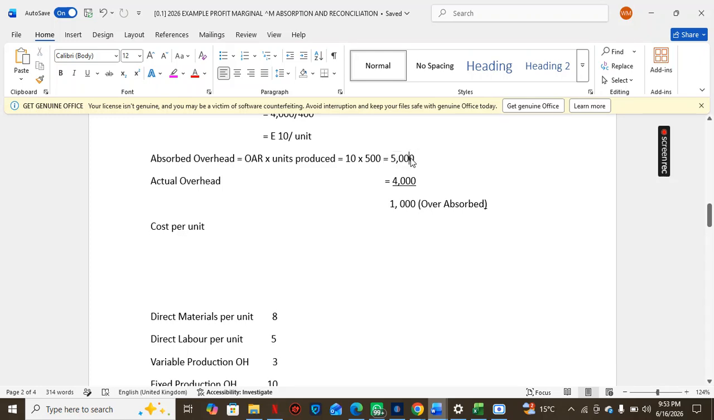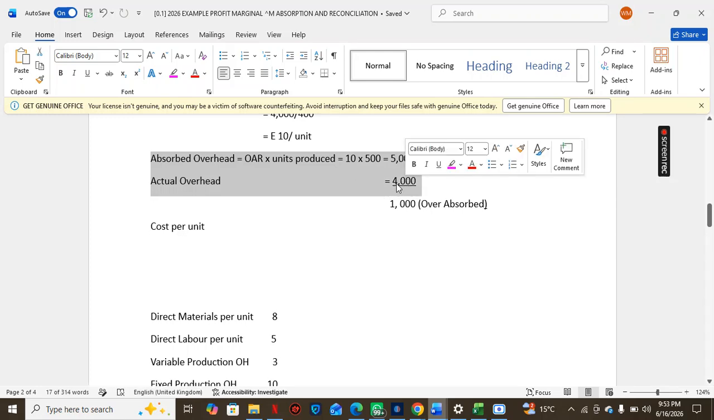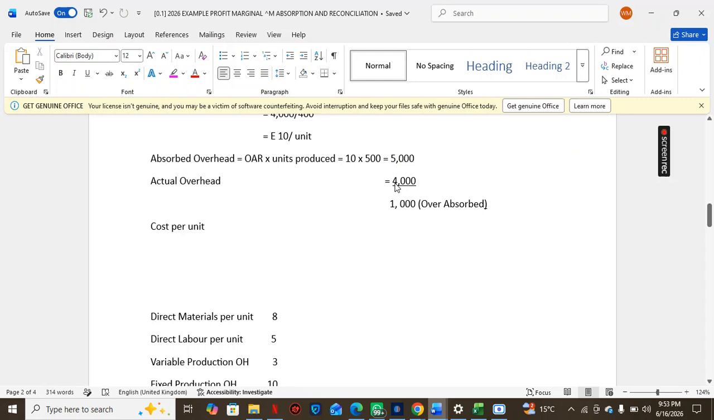Okay, yes. So now our absorbed overhead is greater than the actual overhead, meaning we've overestimated. Because the absorbed overhead is 5,000, the actual overhead is 4,000. Since the absorbed overhead, the overhead that we expected to incur for that month, is greater than the actual overhead that we incurred for that month, we have over absorbed.